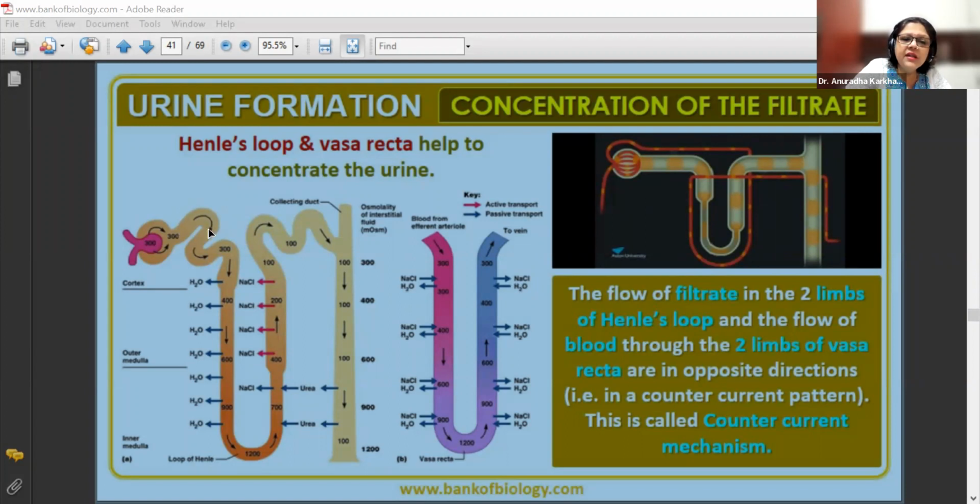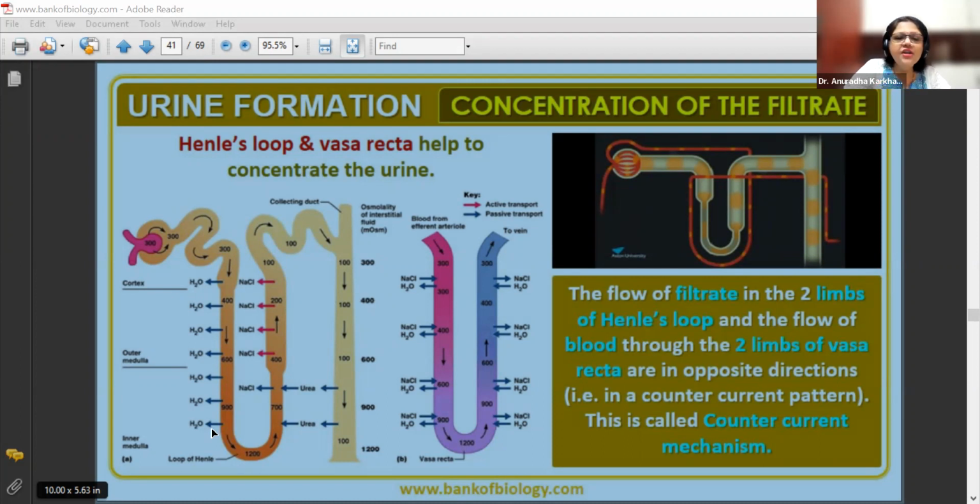So this is here in the PCT. It is still almost that much only. But now look over here. From here water came out and went into the blood. Water, water, water. You can see here. So here when you see the loop of Henle, water is coming out maximum in which arm? Which arm of the loop of Henle is giving out maximum water? Descending or ascending? Descending. Exactly.